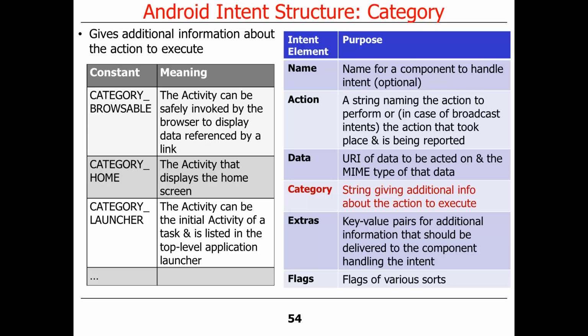Okay, category gives you some additional information about the action to execute. So here are some of the things. Category browsable: the activity can be invoked in a browser. Category home: these are things that are on the home screen. And category launcher means it's a top-level application. So if you look at your Android phone, for example, probably a little hard to see from that distance, when you click on the little applications tab, it brings up all your apps, and you can scroll through it and so on. If you use an iPhone, it's the same thing. Those are examples of applications that can be launched.